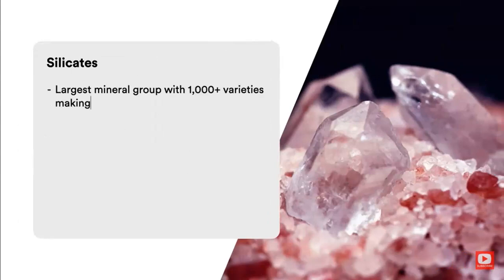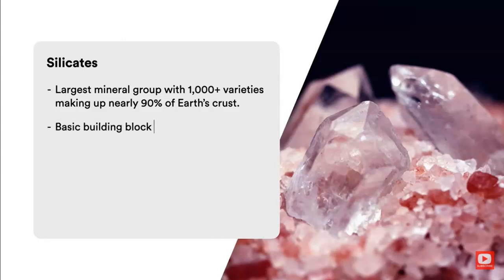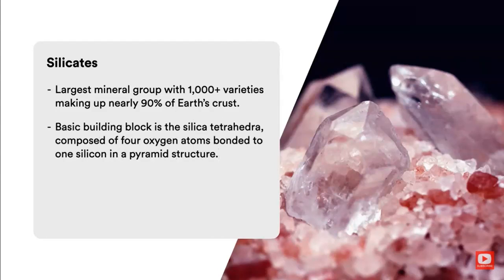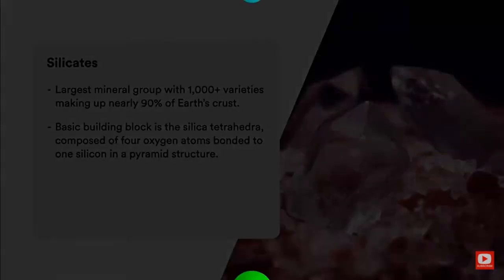So, silicates are the largest mineral group, and there are more than 1,000 varieties of minerals that are in this group, and those minerals make up nearly 90% of the Earth's crust, so very common on Earth. What makes them silicates is that they have a basic building block called a silica tetrahedra. Now, this is an atomic structure within the mineral that is composed of 4 oxygen atoms that are bonded together with 1 silicon atom. And it kind of looks like a pyramid structure, something like this.